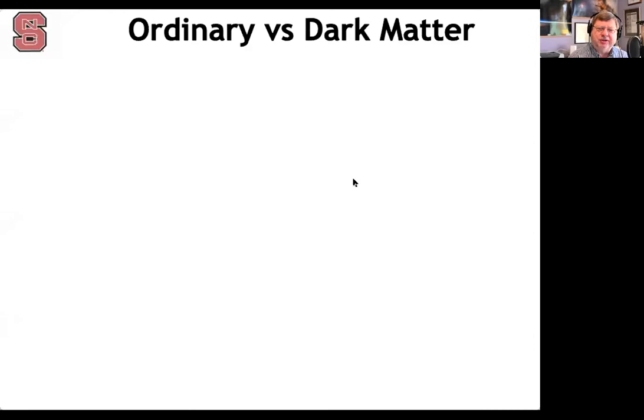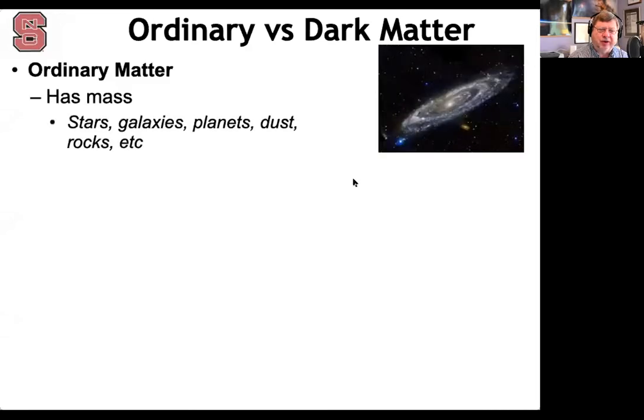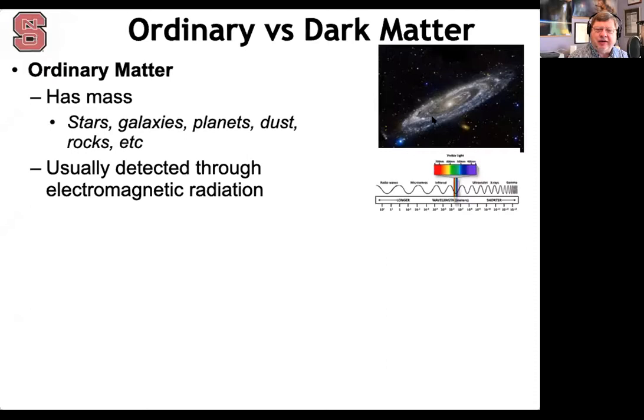Okay. So ordinary matter versus dark matter. Ordinary matter has mass. It consists of stars, galaxies, planets, dust, rocks, anything we can see, anything we can measure. And we usually detect it through electromagnetic radiation. And until 2015, that was the only way we could detect it, was through electromagnetic radiation.